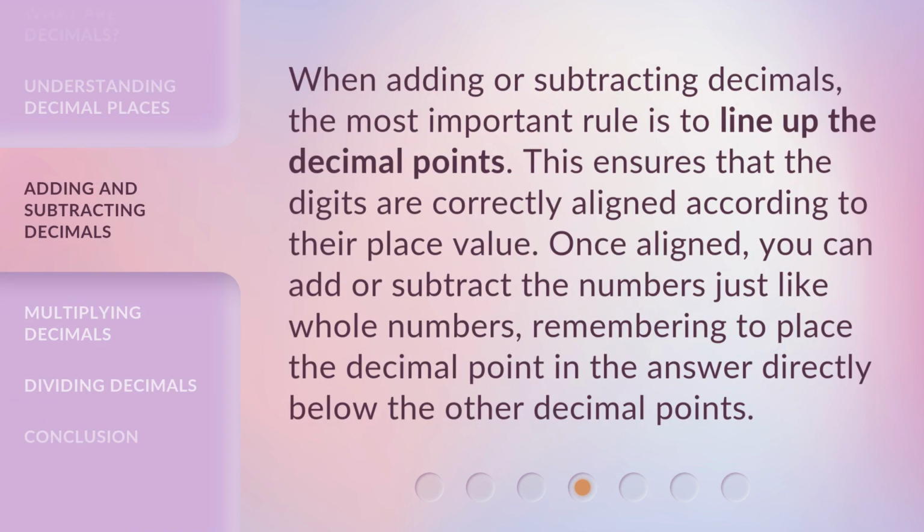When adding or subtracting decimals, the most important rule is to line up the decimal points. This ensures that the digits are correctly aligned according to their place value. Once aligned, you can add or subtract the numbers just like whole numbers, remembering to place the decimal point in the answer directly below the other decimal points.